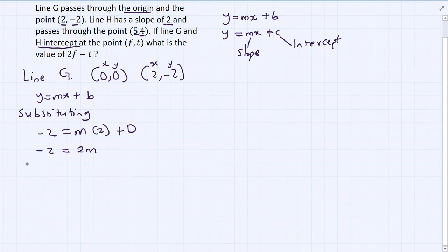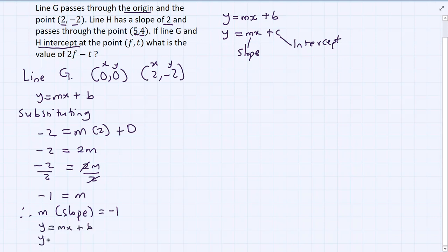From here we can divide both sides by 2 to make m the subject of the formula. So we have -2 over 2 is equal to 2m over 2. The 2's cancel out, and we have -1 is equal to m. So therefore our slope is equal to -1. Now we can write the general equation, remember it is y equals mx plus b. So y equals -1 multiplied by x, so -x, plus b, which is 0, so plus 0.